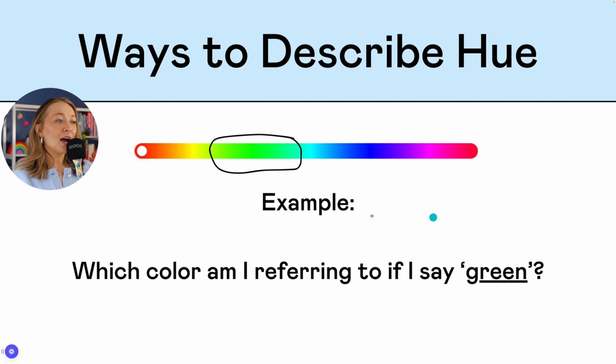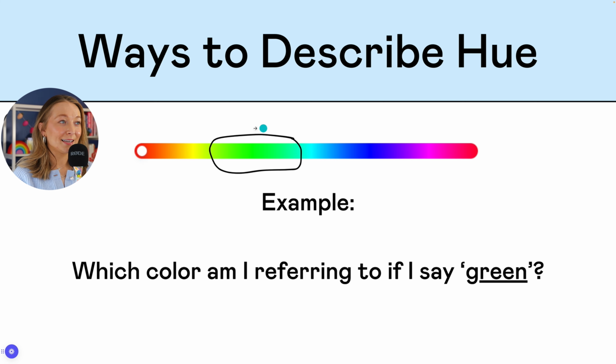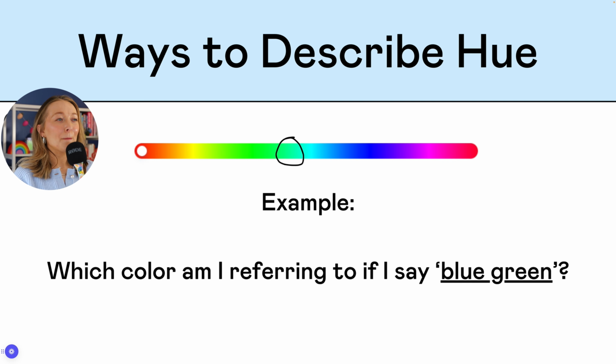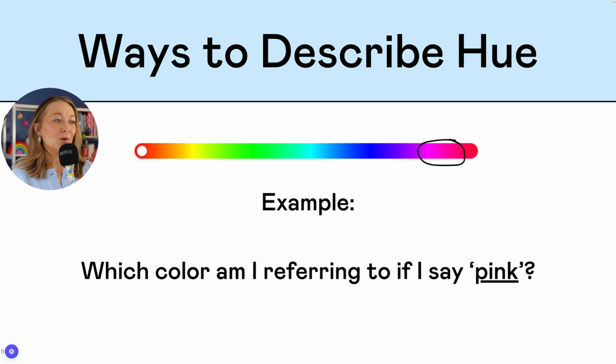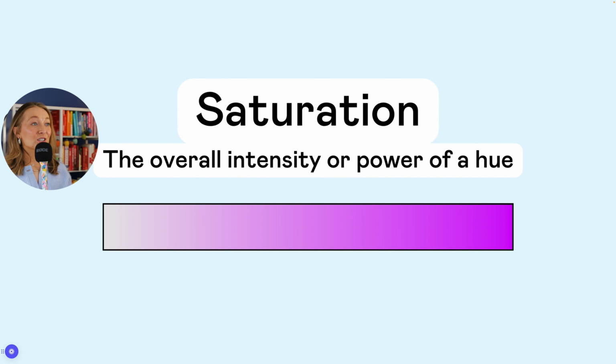An example is if I say that I'm referring to the color green, you might not know exactly what I mean because green can be anything within this range. So that's a pretty wide bit of the spectrum. But if I say I want a blue-green, then you know that my hue is going to be somewhere in there. So by describing color with its nearest neighbor or by its temperature, you can specify where it is in the spectrum just a little bit more. It's not necessary, but it's good to know. Likewise, if I say I'm referring to pink, that could be anything here. But if I say I'm referring to a warm pink, that's going to be something in here between pink and red.